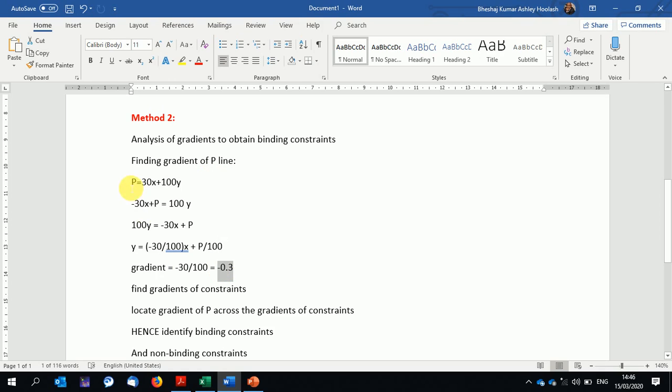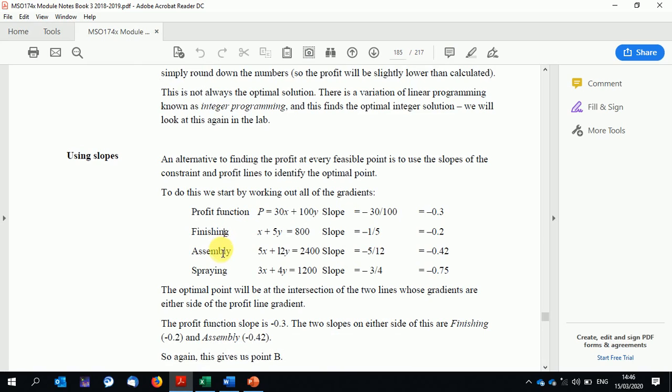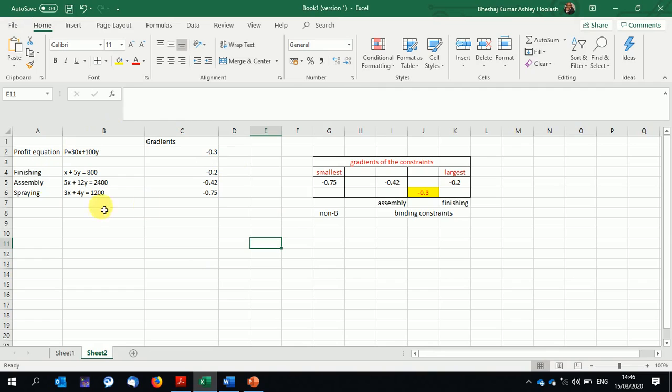Now you should try to find the gradient of the finishing line, the assembly, and the spring. Sorry, let me say it again: the finishing constraint, the assembly constraint, the spring constraint, and see if you get these values here. I've just used Excel to rewrite them. Don't worry about this for the time being. So that's what you're supposed to get, right? I've done this one. You please practice and see if you can get the gradients of these 3 and get these values as well. Now what we're going to do is very easy.